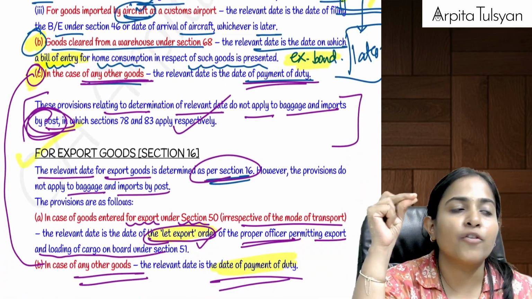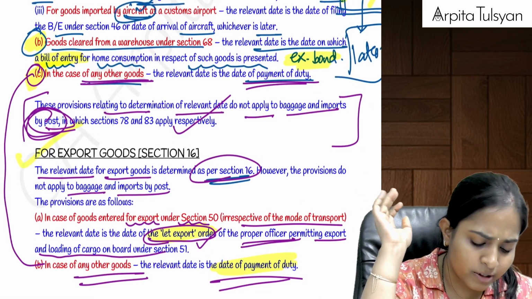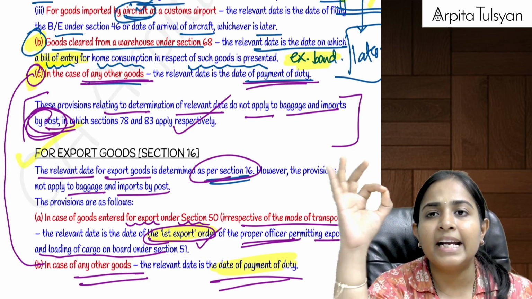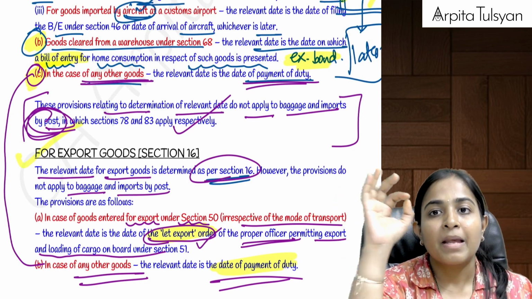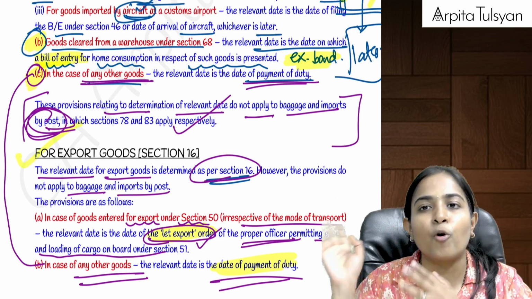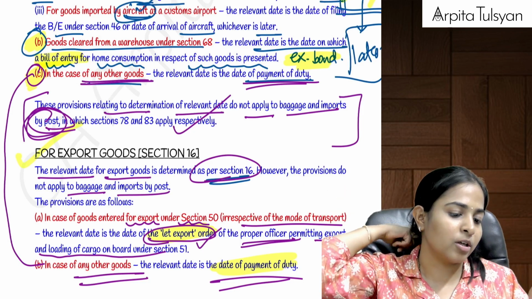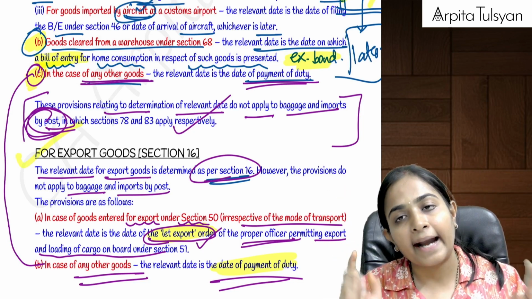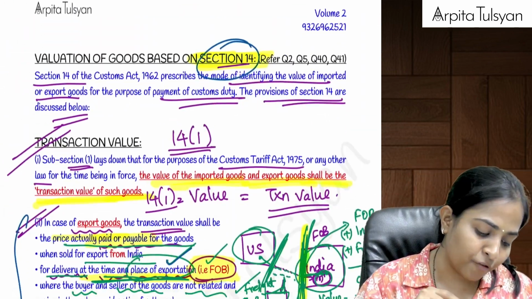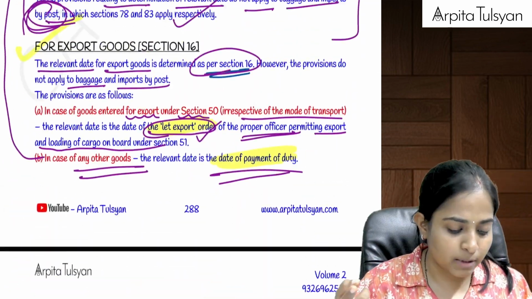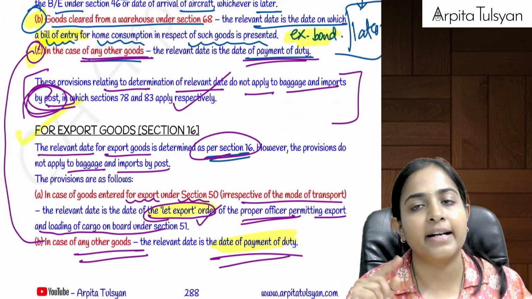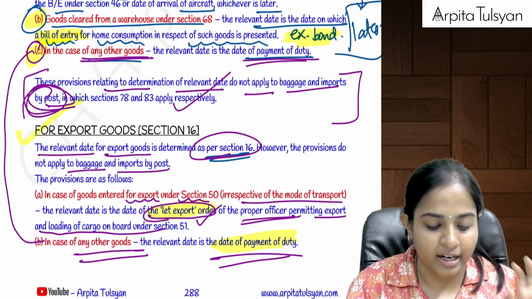Okay, then in case of export of goods, it is very, very simple. The date when the proper officer passes the let export order, means the day he gives the permission. Okay, now you can do the export, now you can load the goods on the cargo, etc. On that day, whatever is the rate of customs duty, that will be applicable on export. This export rate is given under section 16. Import duty rate was given under section 15.